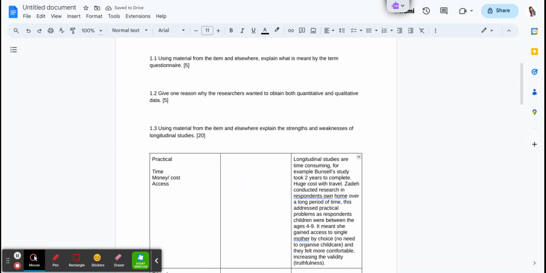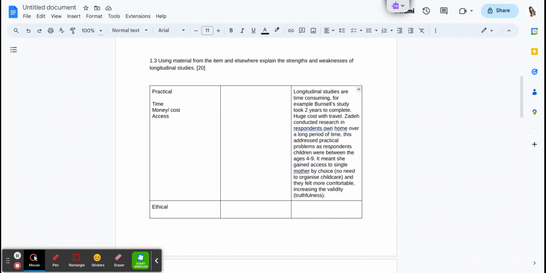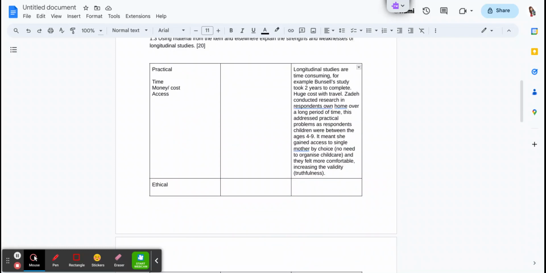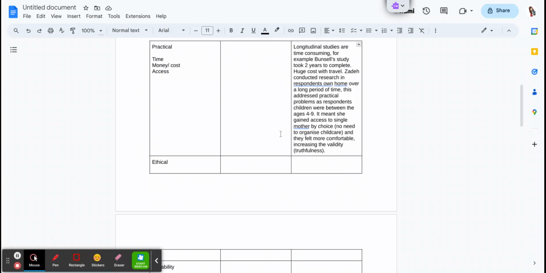Already said there's a weakness in the cost of travel. Time's done, so time consuming, money and cost, and I'd argue I've discussed accessing. Examples. So Bunsel's study took 2 years to complete. Yeah, I think I'm happy with that. Time, money, access is done. That's paragraph 2 all done.